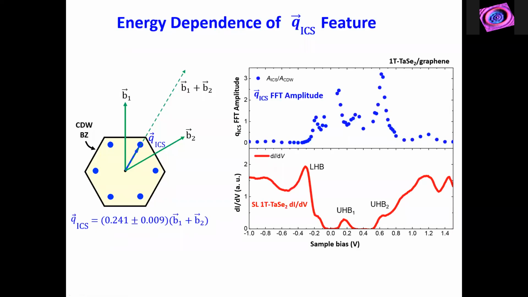If we look at the energy dependence of this ICS feature, the Fourier transform peak, we see that it's very strong near the Hubbard band edges here, but then it weakens as we move away from the Hubbard band edges. So it really likes to live in this Hubbard band edge region.